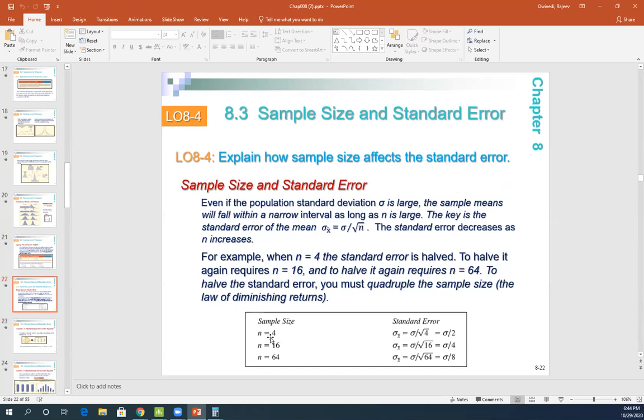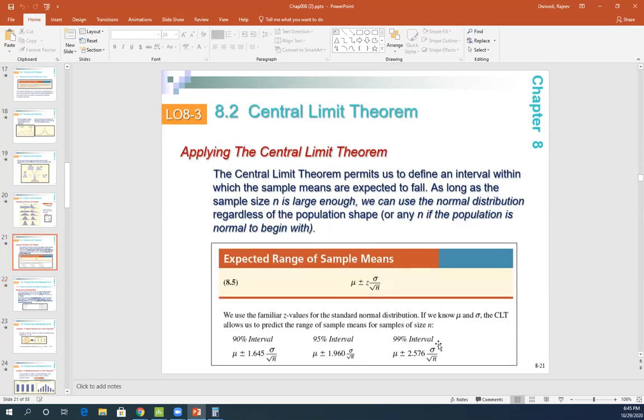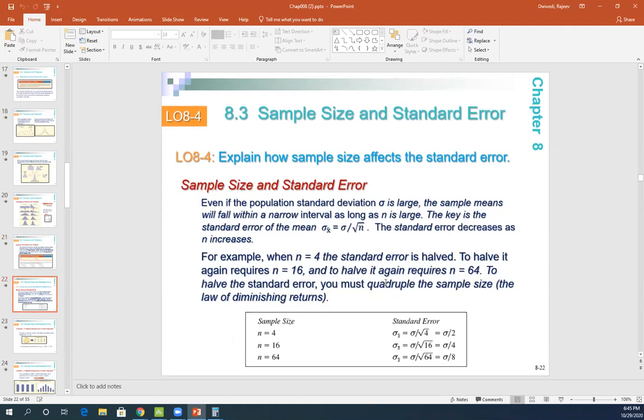So if n equals 4, what is the standard error? Sigma upon 2. If n equals 16, sigma upon 4. If n equals 64, sigma upon 8. It means the denominator, the bottom value, is going to increase, and overall this standard error part is going to decrease, get minimized. So the higher the sample size, the better the consistency in the range you can observe.